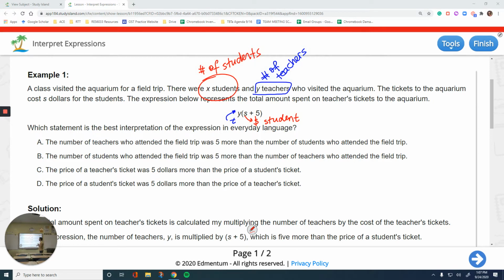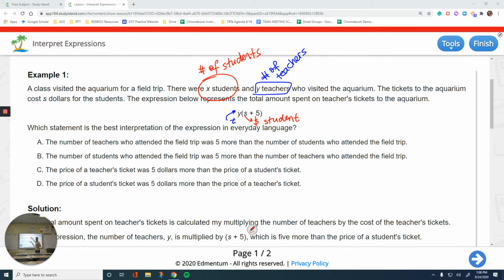Let's just read the rest of the question. And by the way, when you have a word problem, an algebra problem, it's always easier if you can break it down into parts, try to make sense out of what you just read, and take notes of what you read. That's how I solve all these questions. The expression below represents the total amount spent on teachers' tickets to the aquarium. So this expression tells me how much money they spent for all of the teachers. For the teachers, they're spending $5 more than a student's ticket. That's what I'm thinking about that expression.